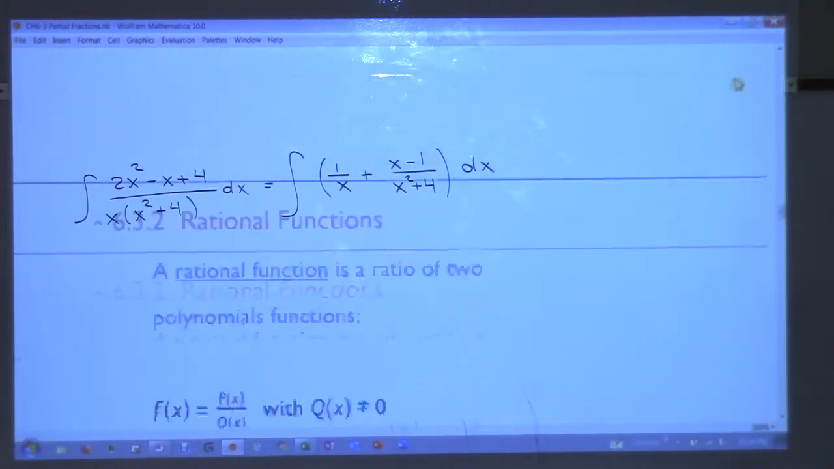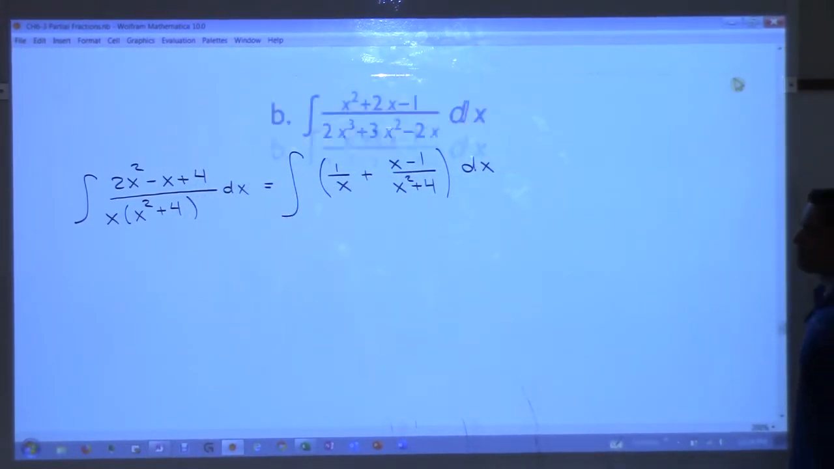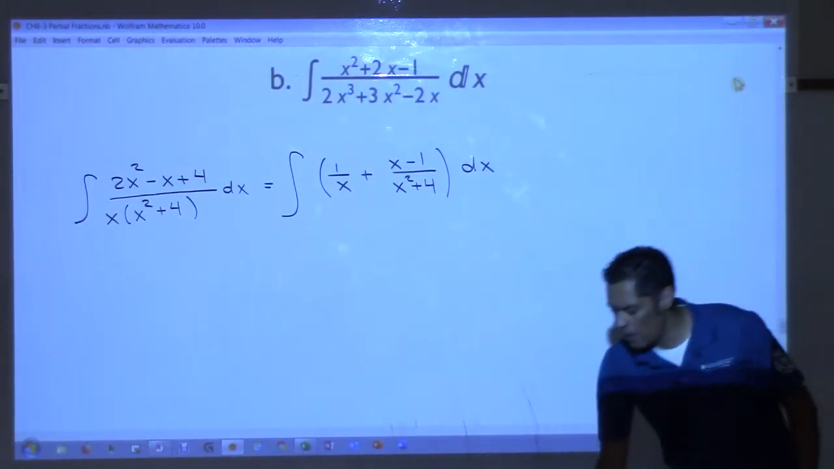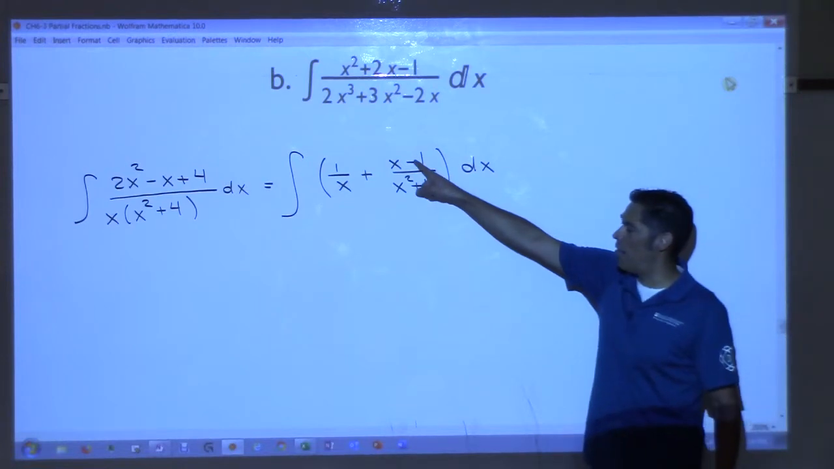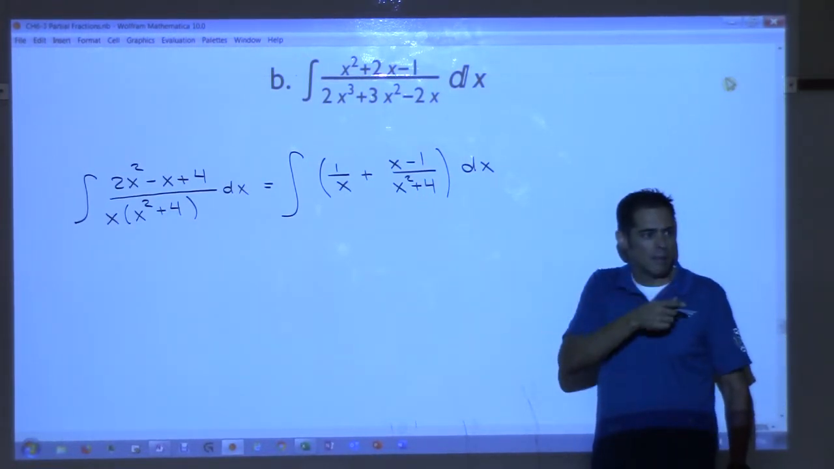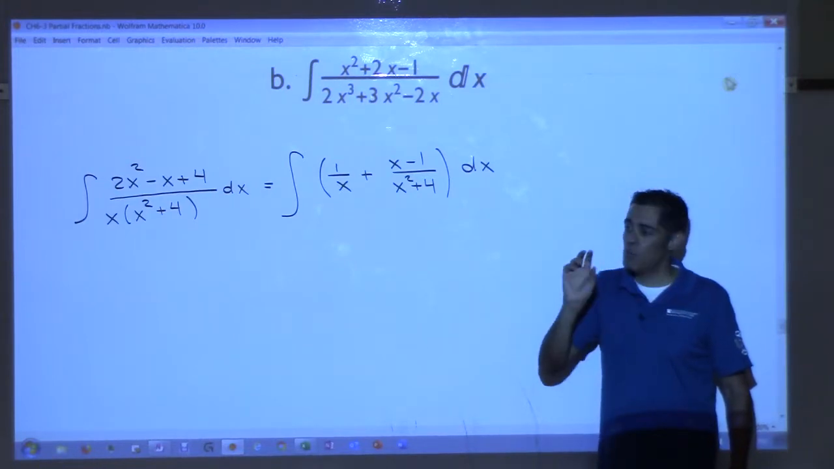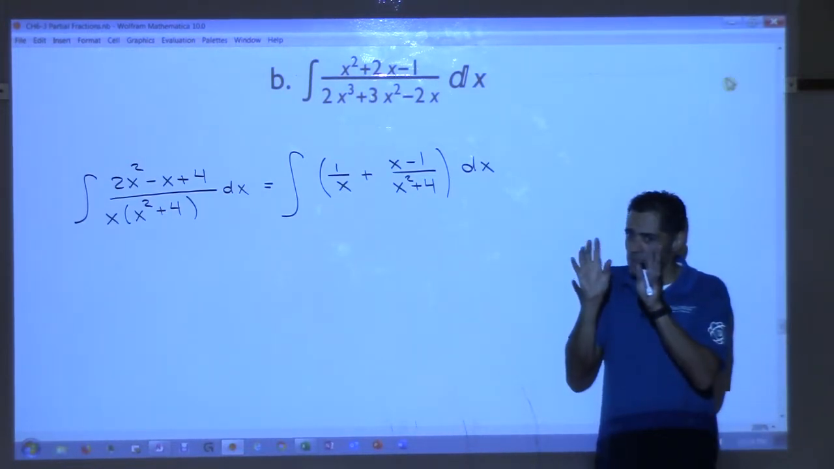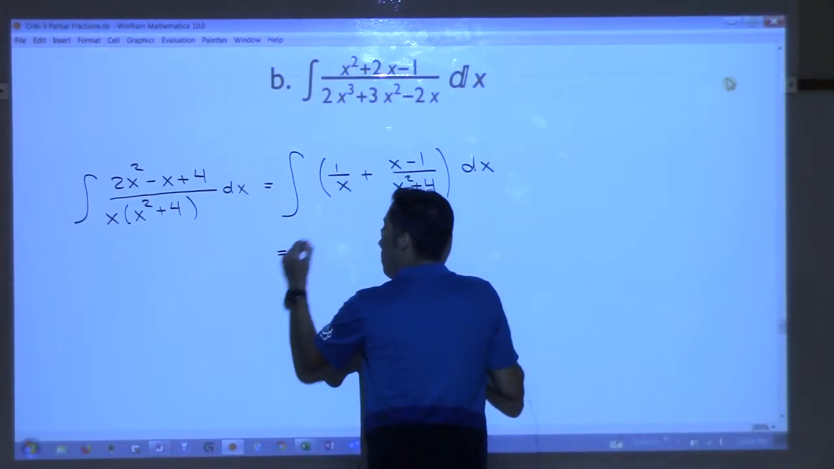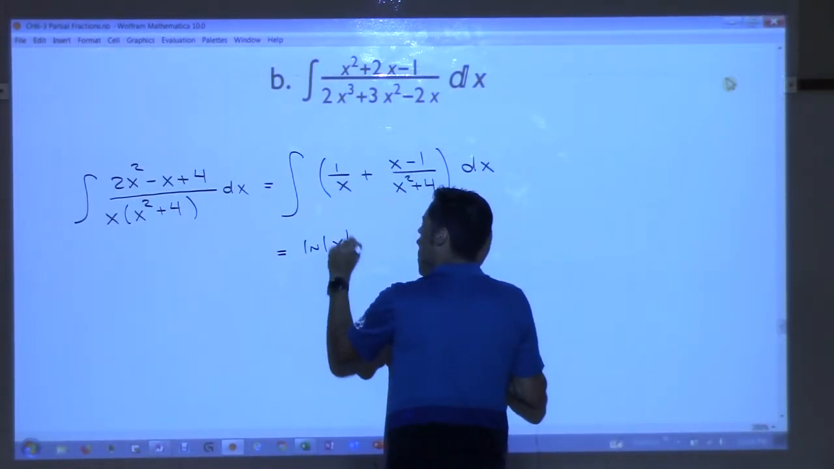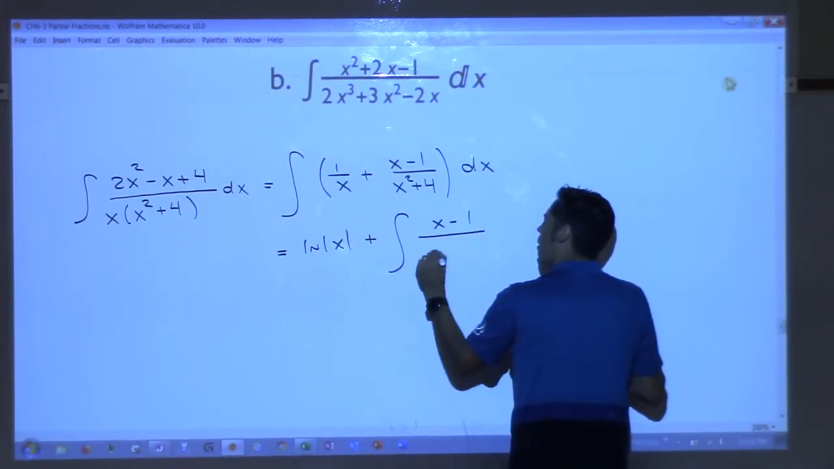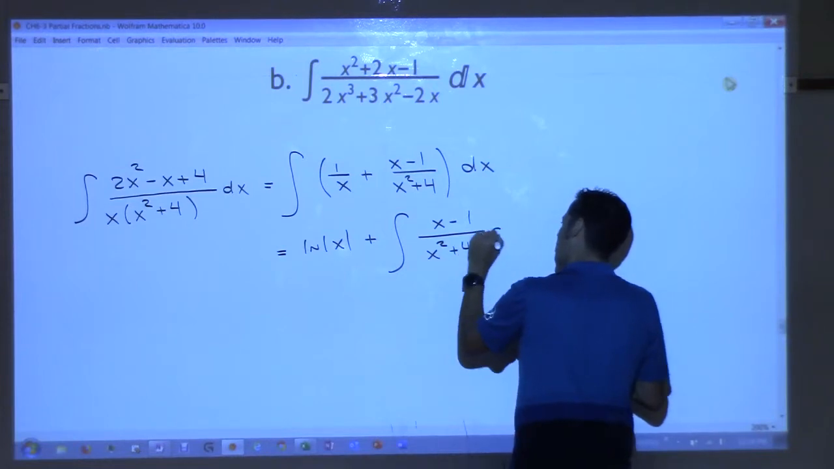Do you remember the way I did it? Complete the square is what we do if this is a constant on top. You did use substitution, but you did a special little magic, right? So this is going to be natural log x. Okay, done with that one. Plus this integral, x minus 1 over x squared plus 4 dx.